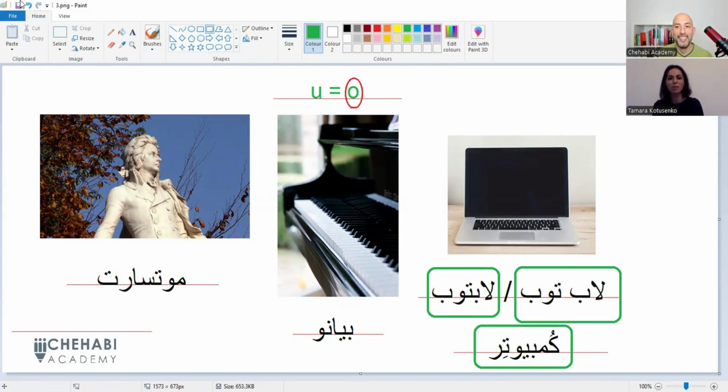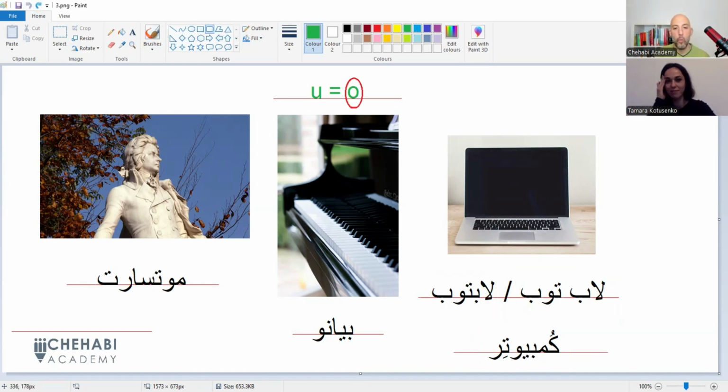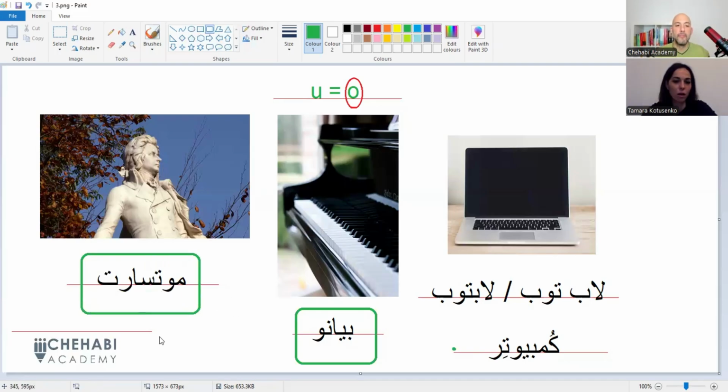Yes. The word beneath this word, computer. You see, ko, you write kum, it is com, p, computer, you read computer. What about this word in the middle? Piano. We write piano, we read piano. And this word, Mozart, the composer. You see, we write Mozart.